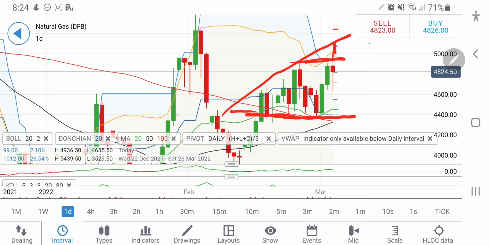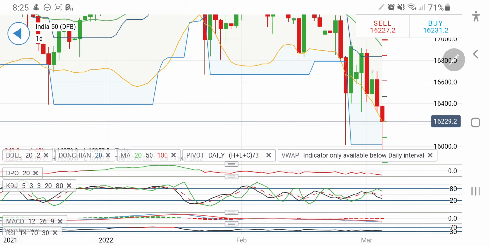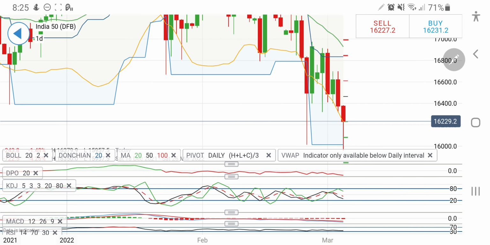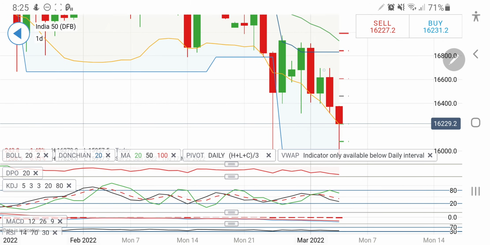Now let's have a look at US 30, Nifty 50. Let's have a look at Nifty first. See, this is the daily chart for Nifty. I had told you, recall what did I say yesterday? It will trade between 16,700 to 16,400 zone. It precisely traded within this zone and broke till 16,350. Now this zone at 16,400, 350 is important.